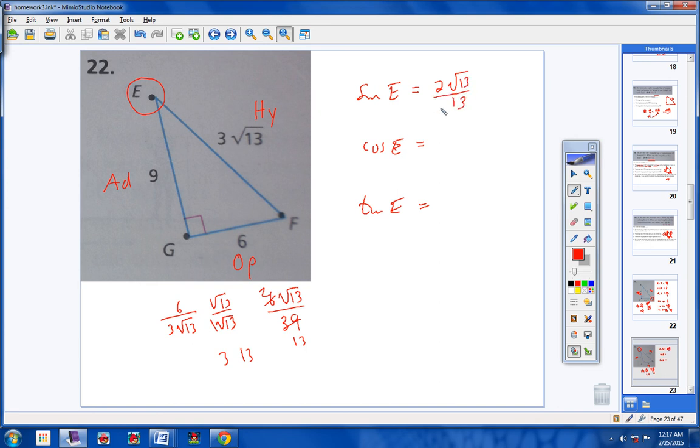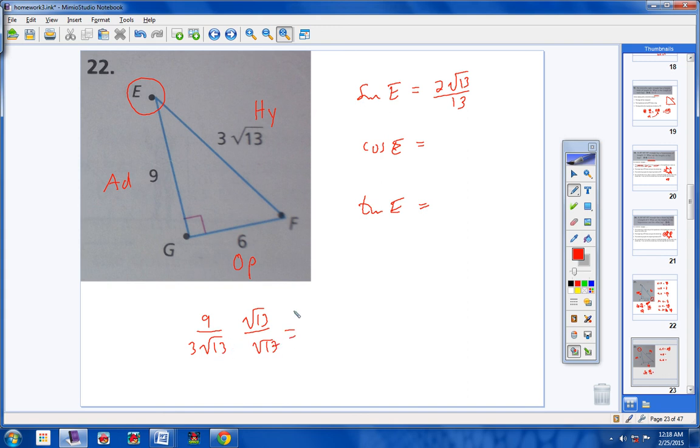All right, now let's talk about cosine, okay? The cosine of E, cosine is adjacent over hypotenuse. So the same problem again. We have to rationalize our denominator, okay? So adjacent is 9 over hypotenuse, 3 square root of 13. So we're going to multiply the top and the bottom by square root of 13 to get rid of our square root of 13 in the denominator, okay?